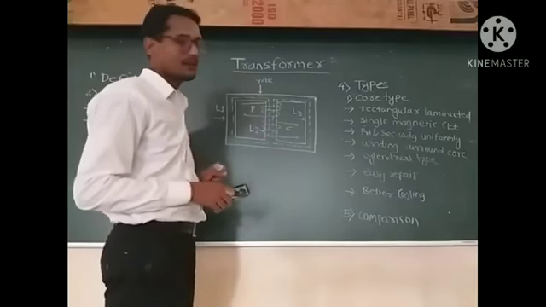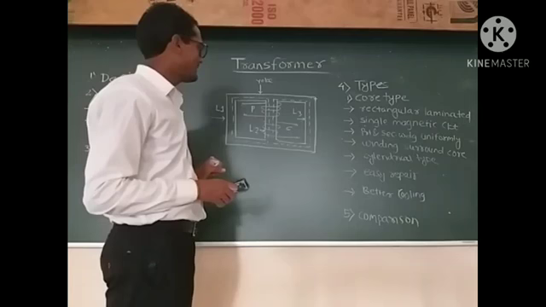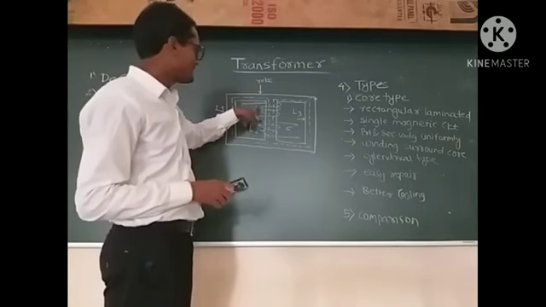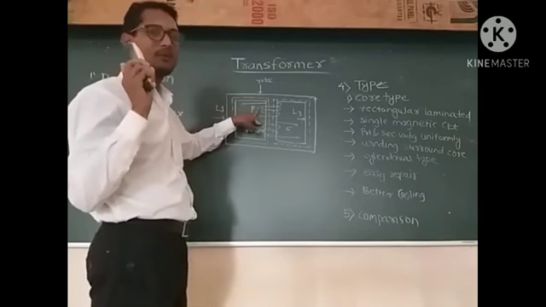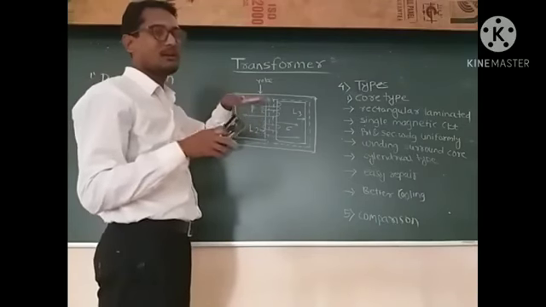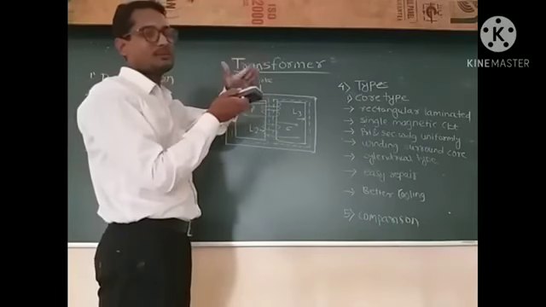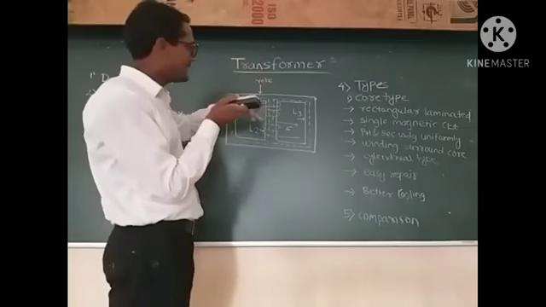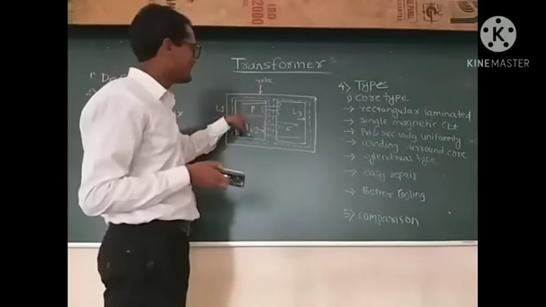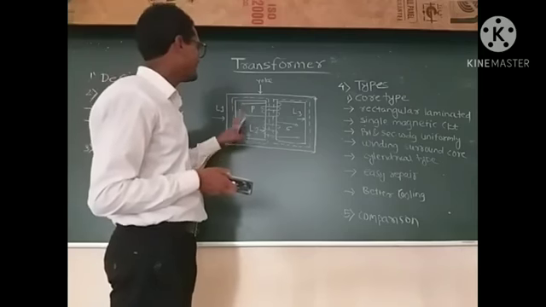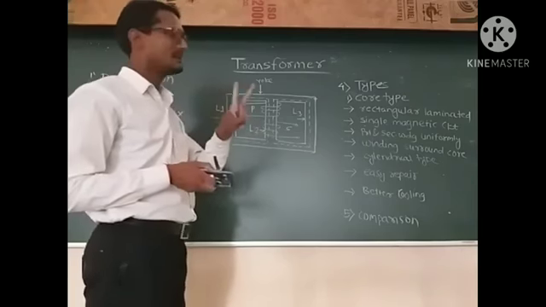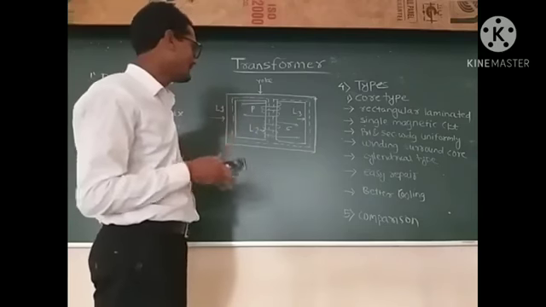In case of shell type of transformer, this type of winding is called a sandwich type of winding, because it's sandwiching the two LV inside one HV. It's sandwiching the winding, so this type of winding is called sandwich type of winding. And here two separate magnetic circuits are present.